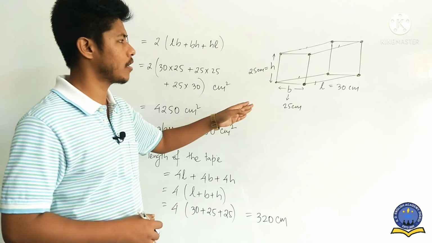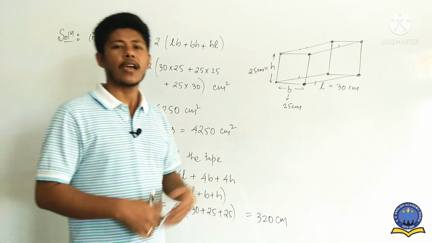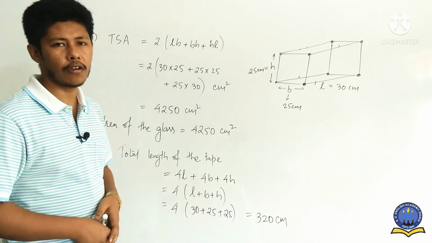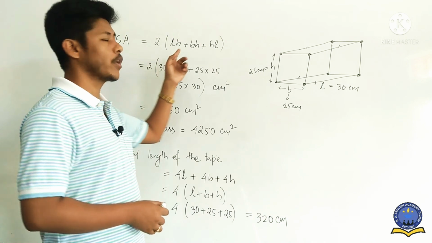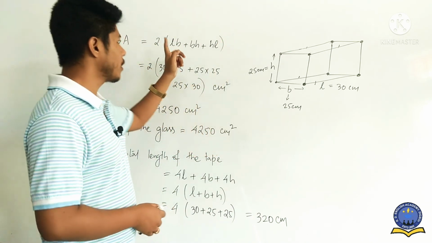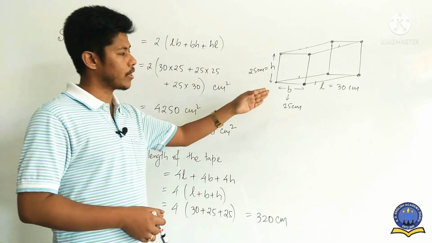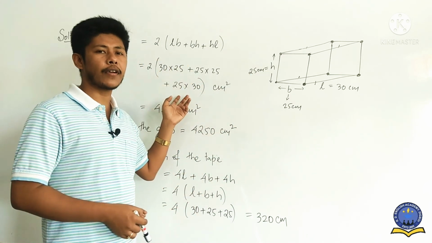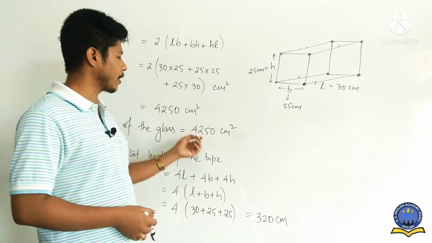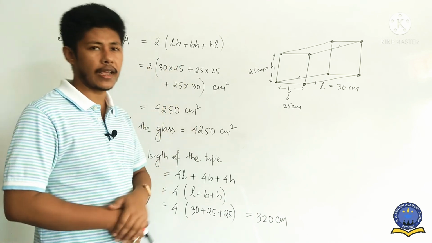For total area, what you have to do? Obviously we have to apply the total surface area formula, and all of you know it. Total surface area of a cuboid equals 2 times of length times breadth, plus breadth times height, plus height times length. If you apply this formula, and the length is already given 30, breadth is 25, height is 25, these 3 we put here, and after that if we calculate the final answer, we get 4250 centimeter square. This one is the total area.